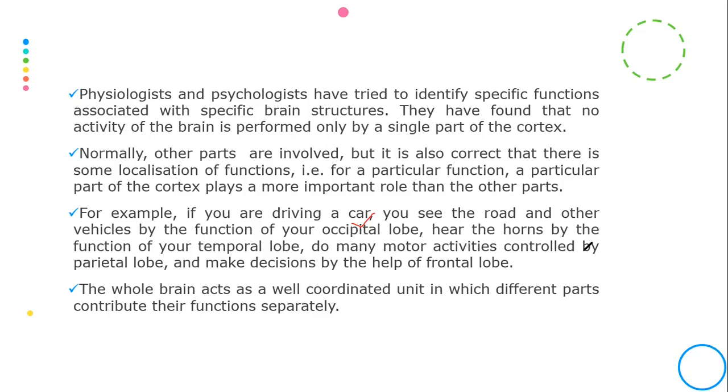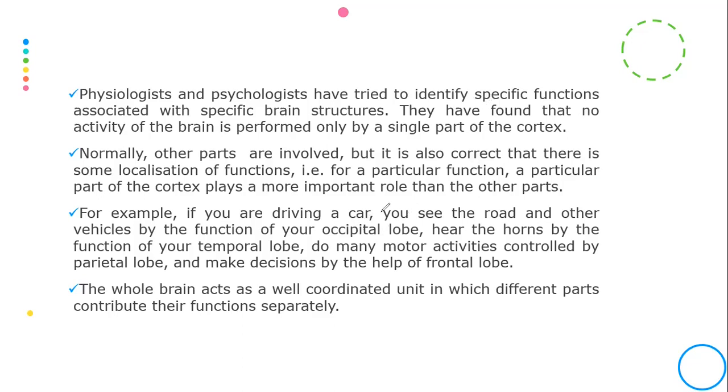Many motor activities are controlled by the parietal lobe, which is connected to both visual and auditory information, and you make decisions with the help of the frontal lobe. For the cognitive functions, whether to brake or whether to take a decision, you have to use the frontal lobe. The parietal lobe carries the motor functioning. The visual and auditory information from the occipital and temporal lobes is processed and given to the legs or the hands to turn the steering wheel or use the brake.